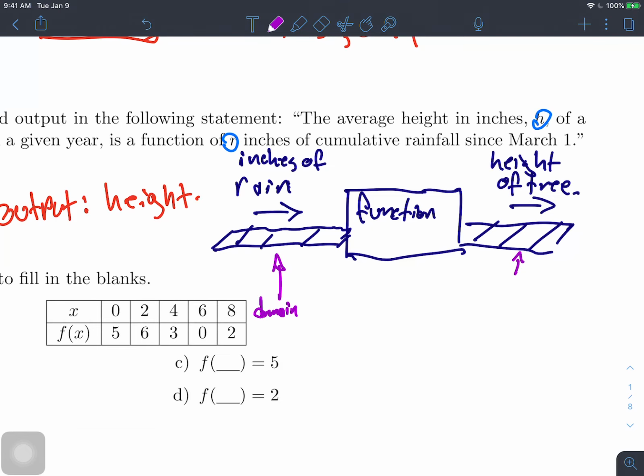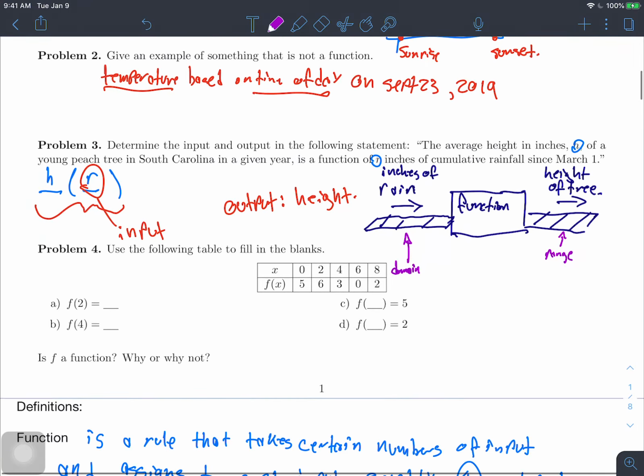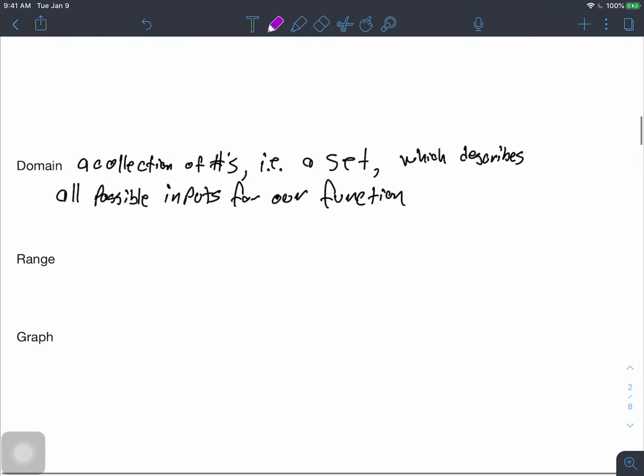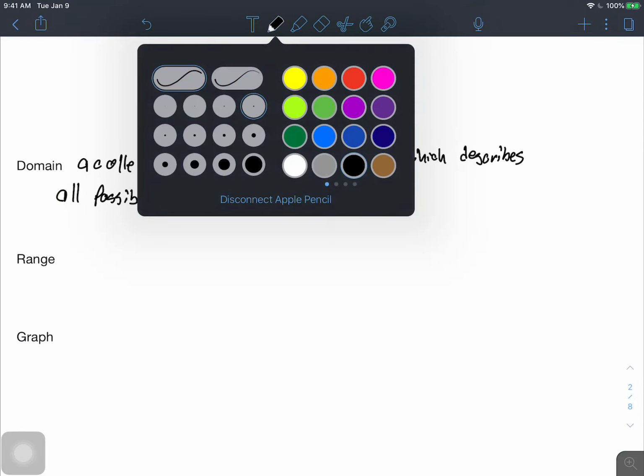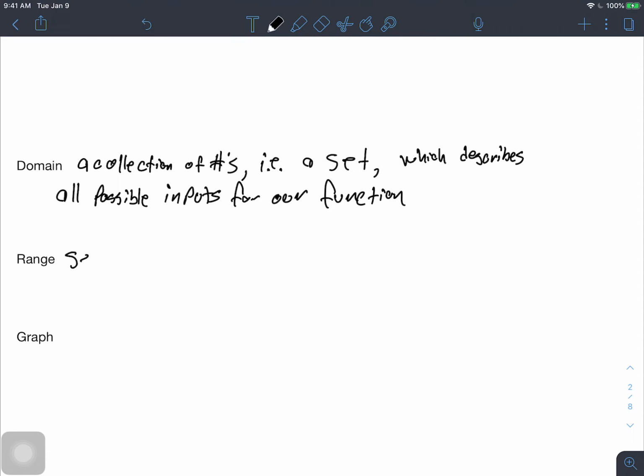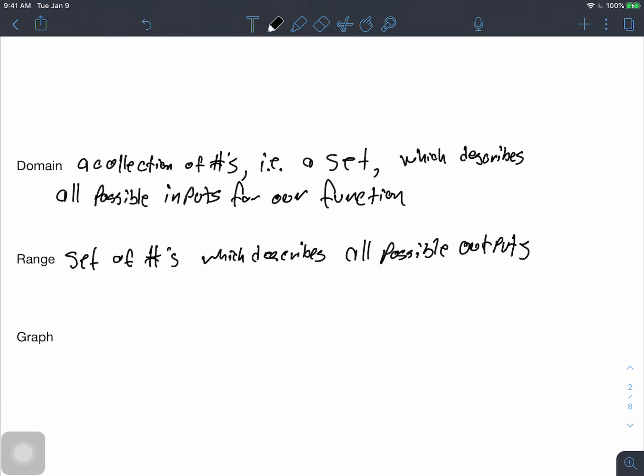Correspondingly, the range is also going to be a set of numbers which describes all possible outputs of our function. Okay.